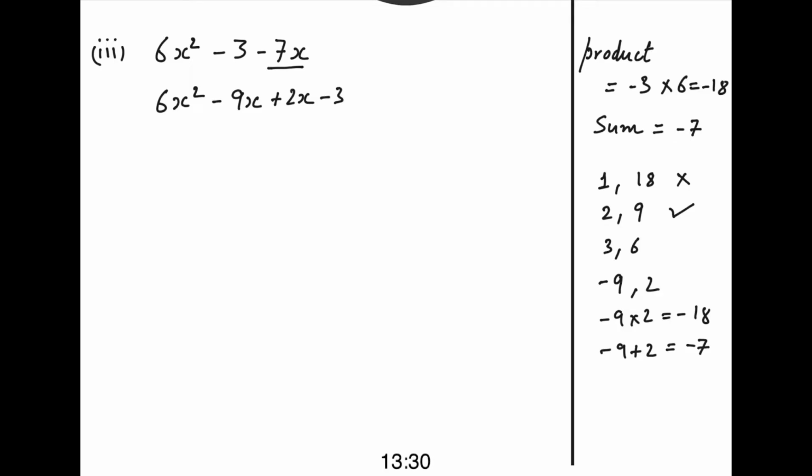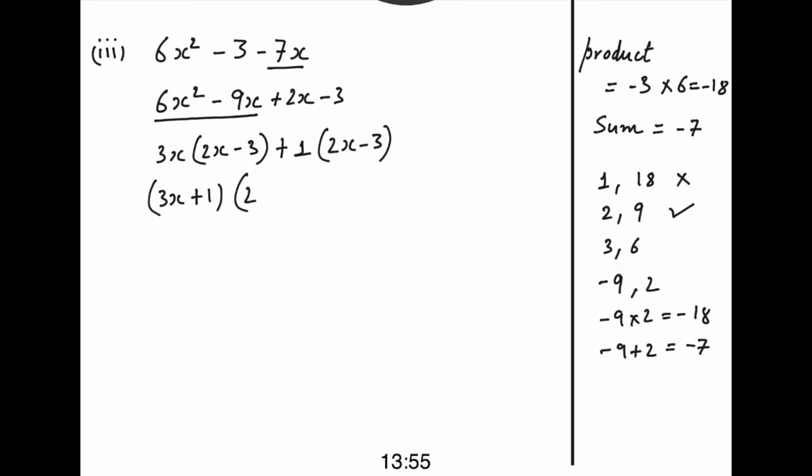So we'll write here minus 9x plus 2x minus 3. And here the common bit, look at these two terms here. The common number here is 3x, so inside we would be left with 2x minus 3. And here we'll take just 1 as common, and then we're left with 2x minus 3. So the expression would become 3x plus 1 into 2x minus 3. So now we have found the factors of the polynomial.